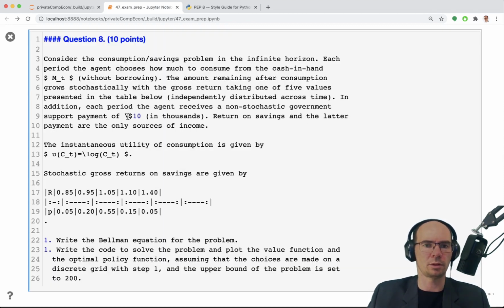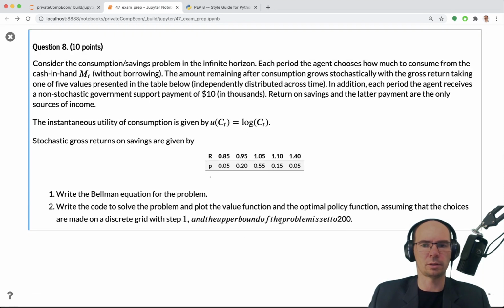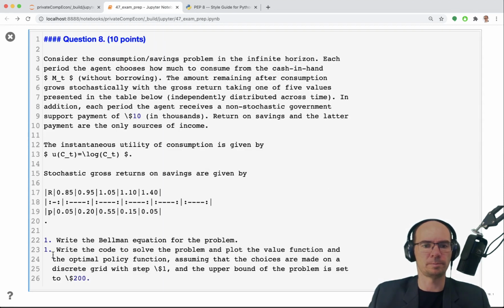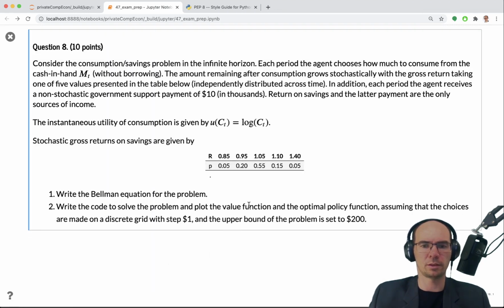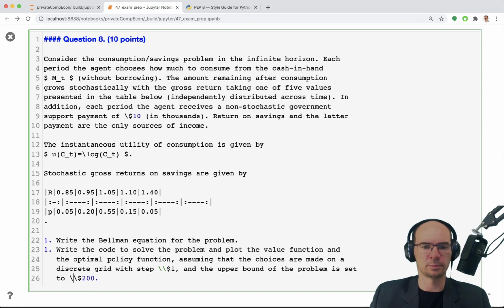Oh, there is a $10 in here, so it should work like that, but it doesn't. Very strange. I'm not completely sure what's going on here. There. Who knew?